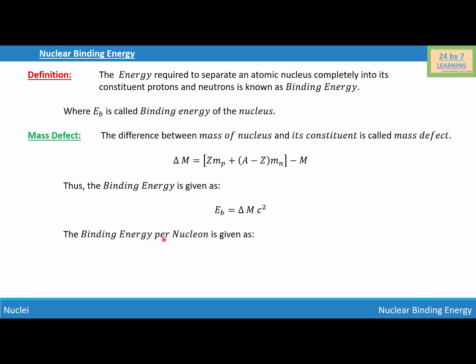The binding energy per nucleon is given as E_B' = E_B / A, where A is the mass number. So basically, in order to find the binding energy per nucleon, we need to divide the binding energy by the number of neutrons plus protons, which simply means that we are dividing the binding energy by the mass number, because A is the mass number and mass number is the sum of the number of neutrons and protons. And this is how we define the nuclear binding energy.